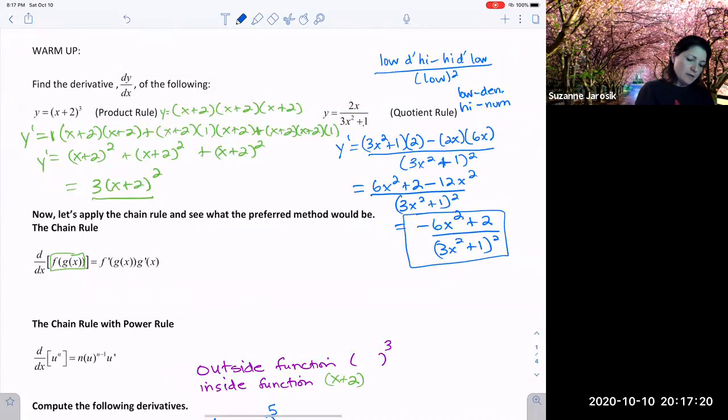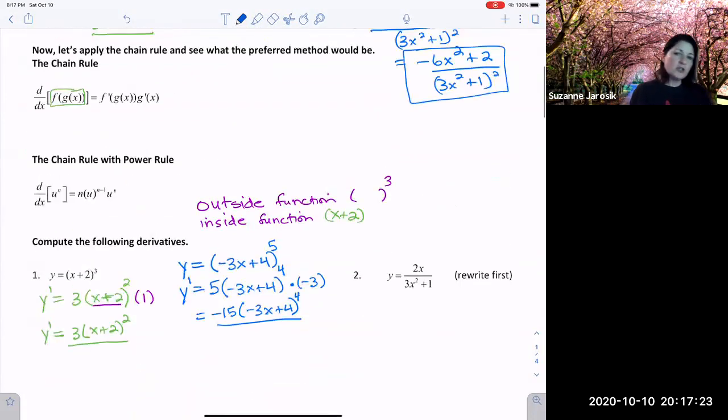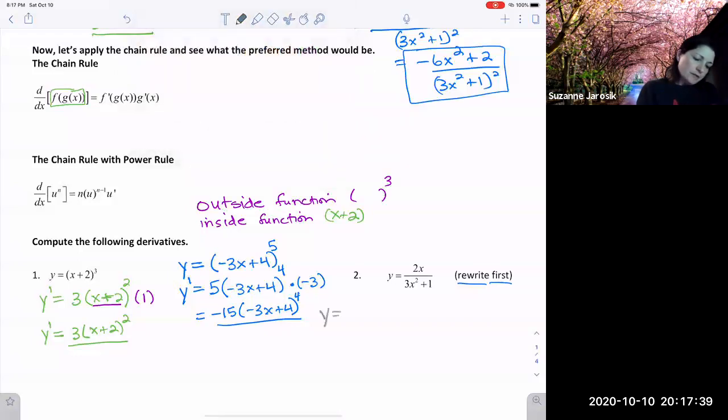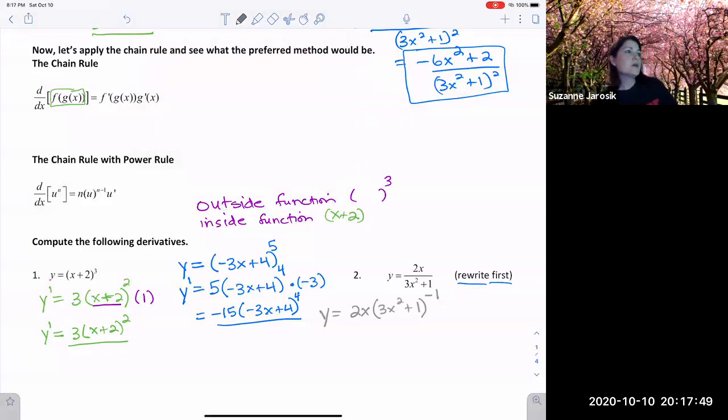Got that. Okay, so let's go to chain rule on this. So if we're going to do this by chain rule instead, notice this. It has to be rewritten first. And when we say rewrite, we are going to write this as something to the negative 1 power. Okay, we've got a couple of things going on here.